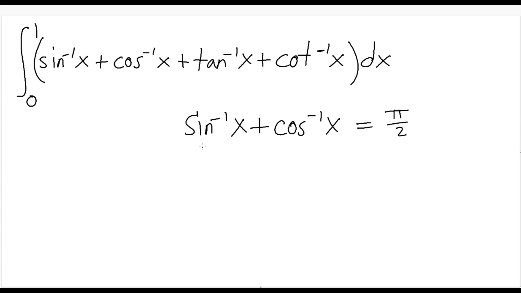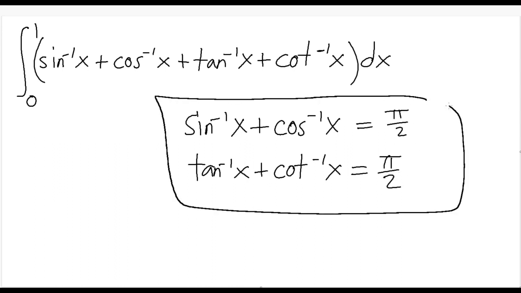Okay, this will always equal pi over 2, and the same goes for inverse tangent plus inverse cotangent. This will always equal pi over 2. These two identities are very important, and they come up in integration bees a lot, specifically in very competitive ones like Harvard, MIT, Berkeley, Math Soc. This is very, very common, and you just have to know these identities if you want to survive their problems.